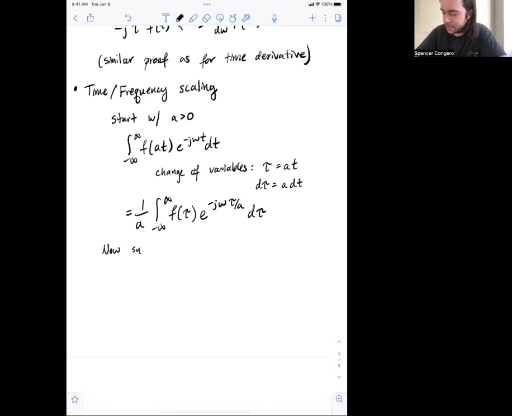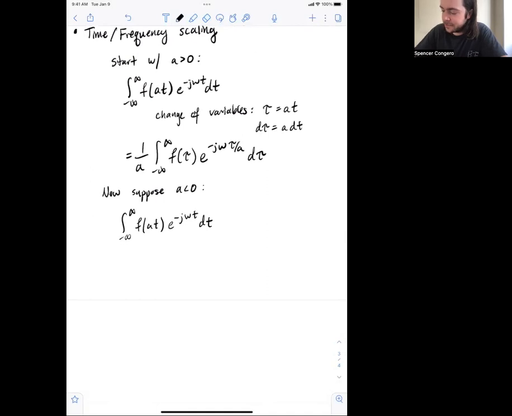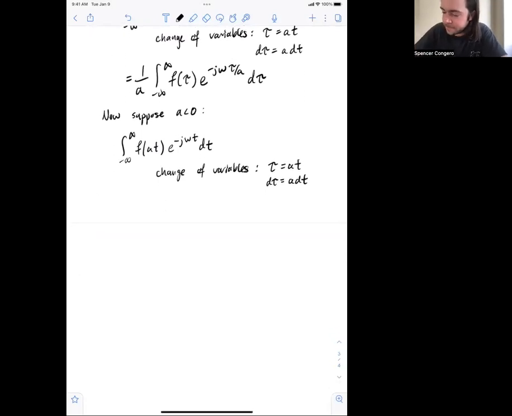Now, let's suppose a is negative. What happens then? It's going to be pretty similar, but with one key difference, as you'll see. We're going to start the same way. Now a is negative. We're still going to do a change of variables, and tau is still going to be a times t. D tau is still going to be a dt. Nothing changes there.